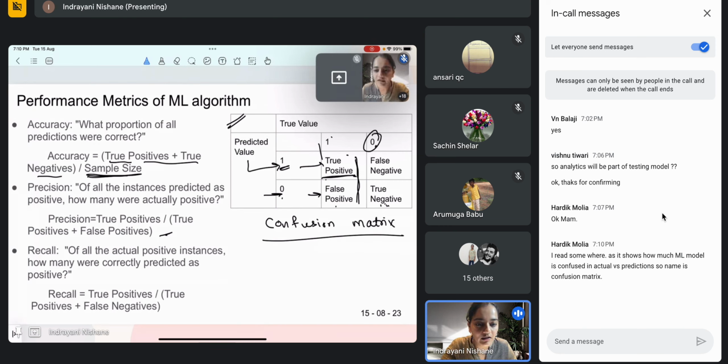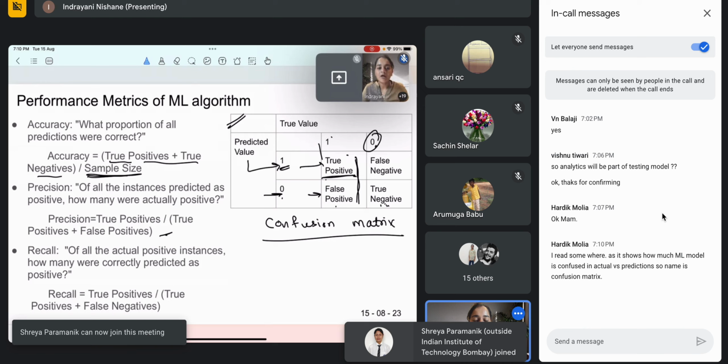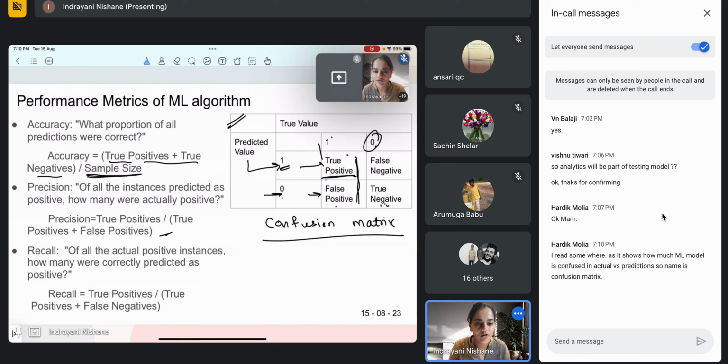Yeah? So now I will take the chat box comment. I read somewhere that it shows how much the ML model is confused between actual versus prediction. So the name confusion matrix is absolutely correct. It is about what the ML model is predicting and what is the actual reality, the actual or true values. That means the correctness of prediction of the ML algorithm, and the best way to mathematically represent the same information is in the form of a matrix. So that's why the matrix is chosen as the way to represent these numbers, and based on these numbers all these parameters are calculated. Okay?